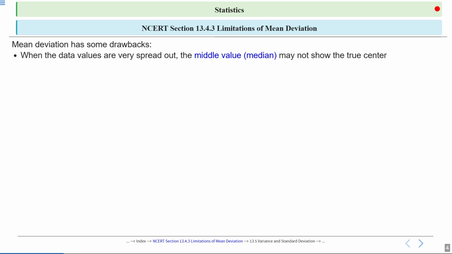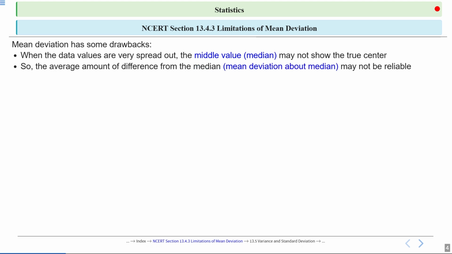First, notice that when our data values are very spread out, the middle value, which is called the median, might not really show us the true center of the data. For example, if we have the numbers 2, 3, 4 and 100, the median is 3.5, but most of the data is far from that value. So the median can sometimes be misleading when the data is unevenly spread. So when the data values are very spread out, the middle value may not show the true center.